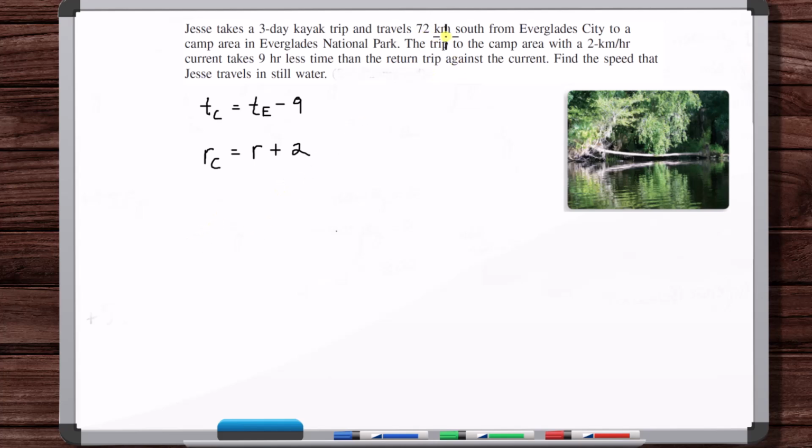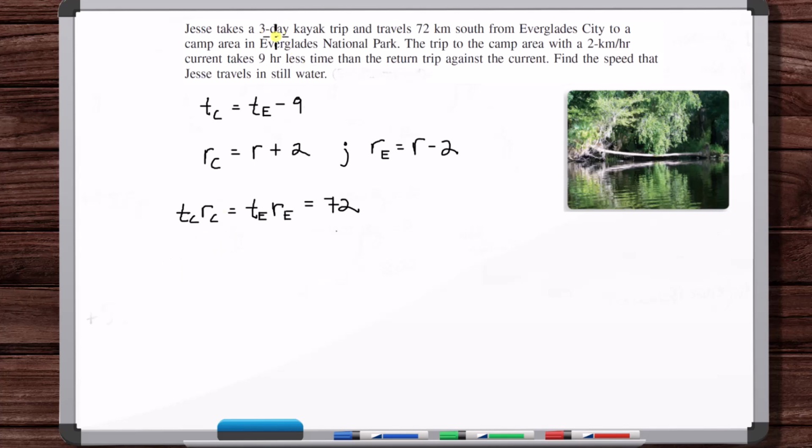Now, what else do we know? Well, the trip is 72 kilometers in either direction. That's constant. So we can say what? Distance equals rate times time. So TC times RC is equal to TE times RE is equal to 72. Okay, there's another relation. Now, we also know that RE is just R minus 2, right? Okay, so now what can we do here?